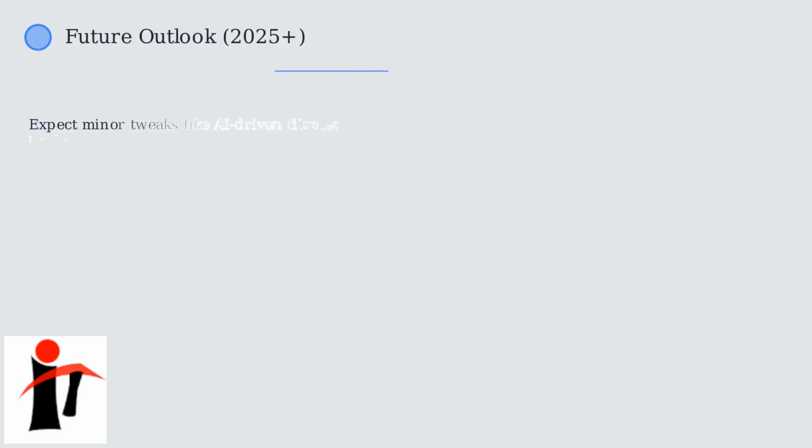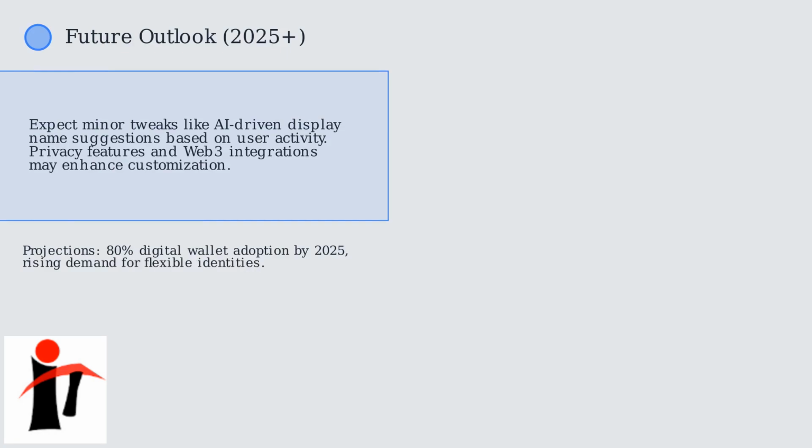Looking ahead, Cash App may introduce minor enhancements like AI-powered suggestions for display names tailored to user habits. As digital wallet adoption reaches 80% by 2025, expect growing pressure for more user control. Privacy-focused features and potential Web3 integrations could provide new ways to customize profiles while respecting security constraints.